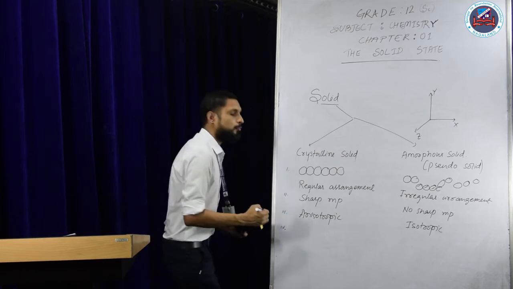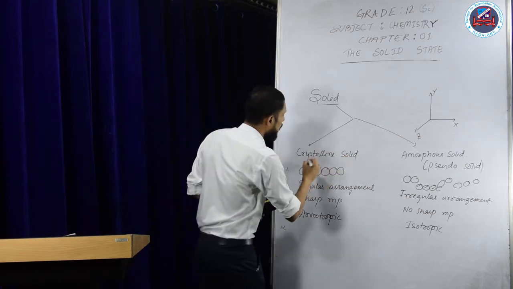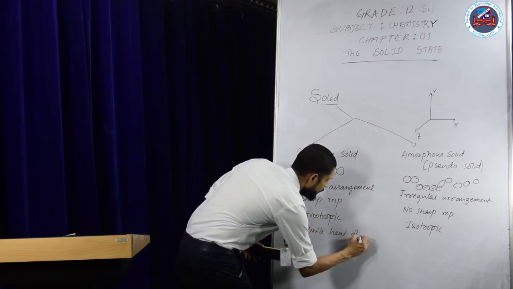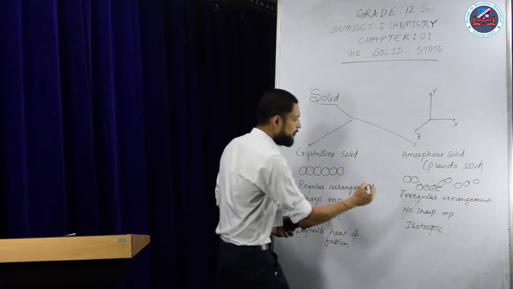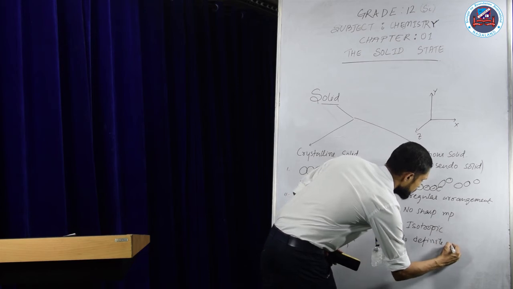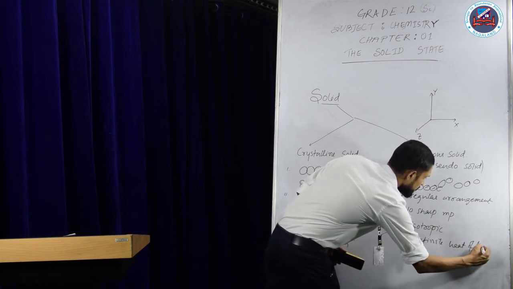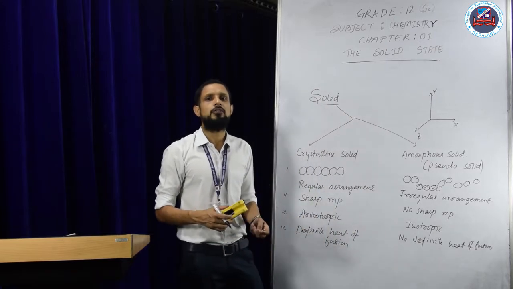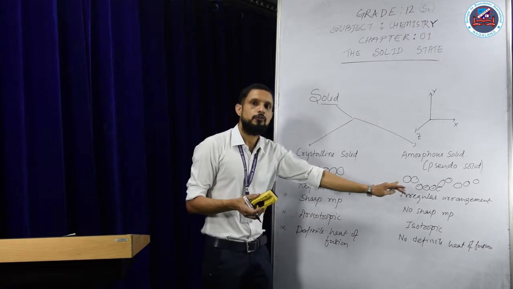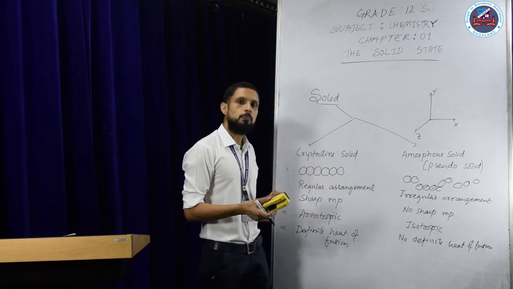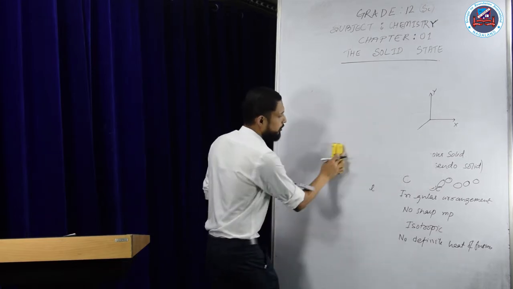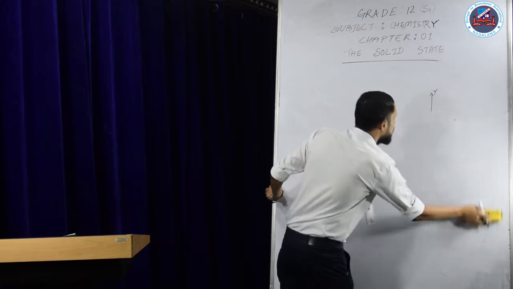The fourth point is based on heat of fusion. In case of crystalline solid, they have definite heat of fusion, whereas amorphous solids don't have definite heat of fusion. So you might be asked to write down the difference between crystalline solid and amorphous solid. If they give you 2 marks, write 4 points of difference. If they give you 1 mark, write 2 points. Next, we'll study the classification of crystalline solids, meaning different types of crystalline solids.